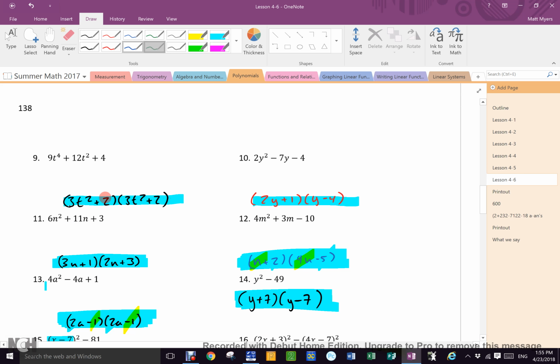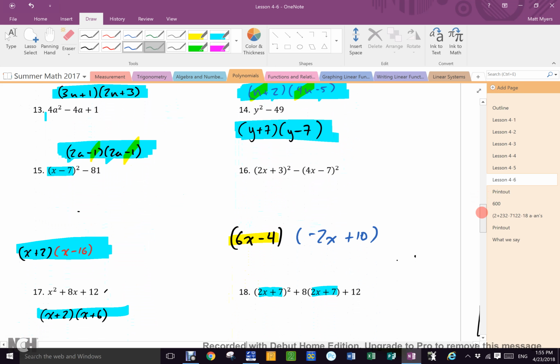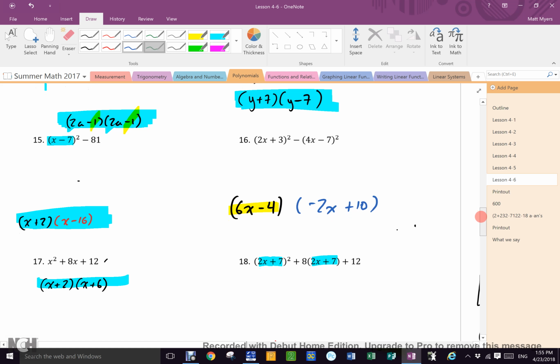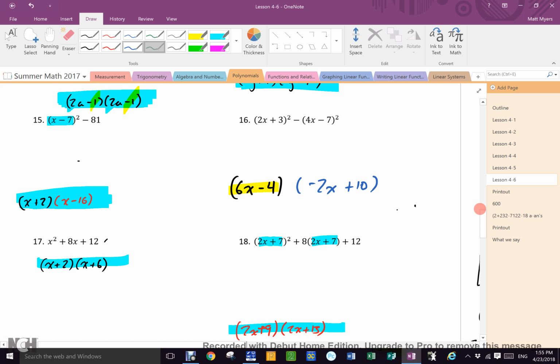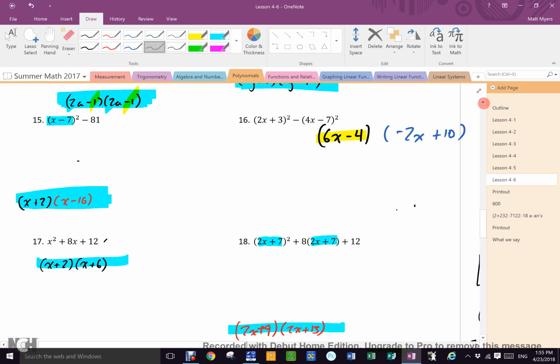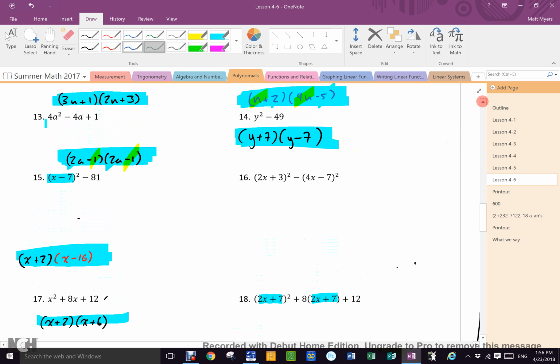Remember here, you could write 3t squared plus 2 squared. I'd be perfectly happy with that. And then there is 15. Now, at 16, I want to stop for a second. I will scroll up in just 1 second. I've lost 16, but that's okay.